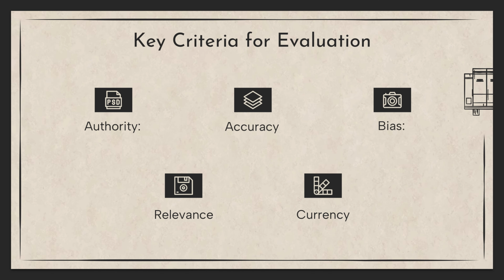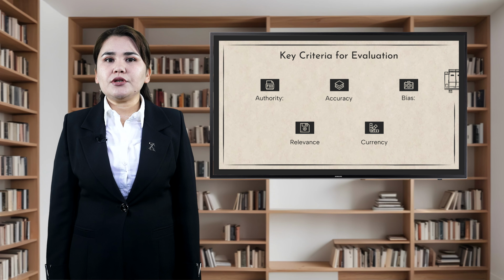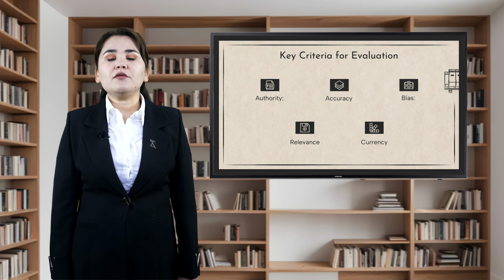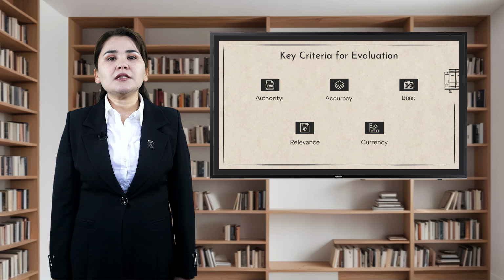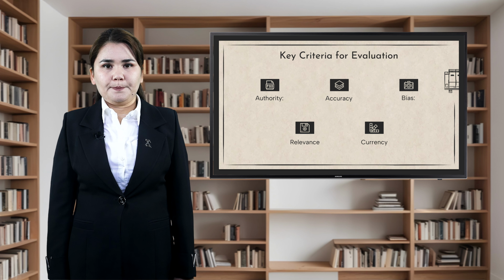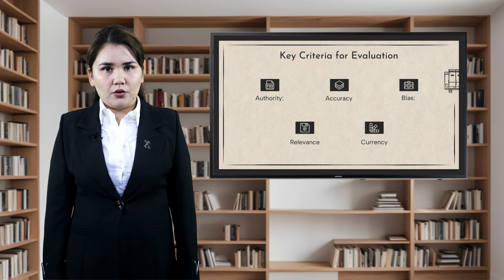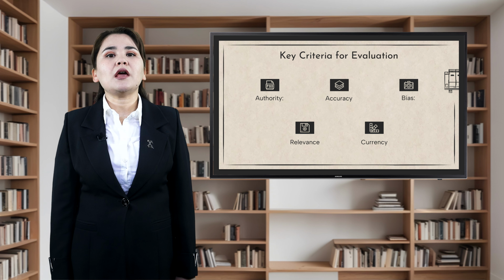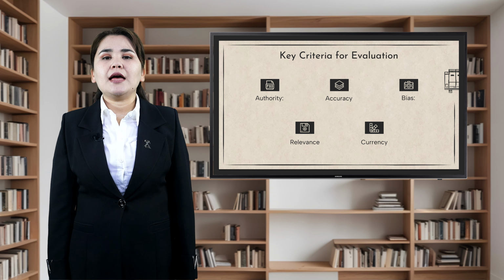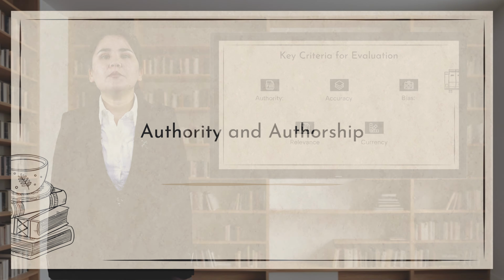And the other two key criteria for evaluation are relevance and currency. In relevance, you should explore, does the source directly address your research question or topic? Avoid wasting time on information that doesn't contribute directly to your objectives. And about currency. Is the information up to date? In fields like technology or medicine, outdated information can be inaccurate or irrelevant, and you should have proof about the information that you have prepared.